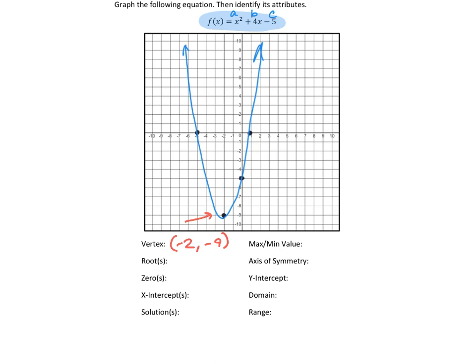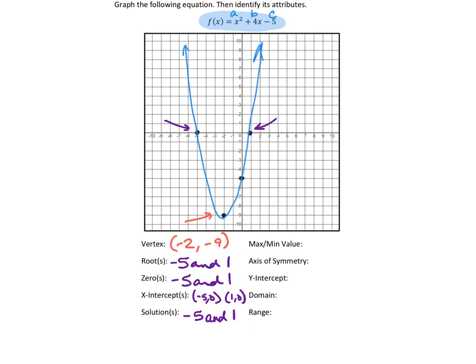What did you guys tell me were the roots? -5 and 1. So you could write it just like across the classroom said. You could write -5 and 1 for all of these, or you can write the coordinates of -5, comma 0 and 1, comma 0. Either of them is appropriate. In fact, it's most appropriate to write the coordinates for the x-intercepts and then the numbers for the roots, zeros, and solutions. But honestly, it doesn't matter as long as you're telling me the right numbers.